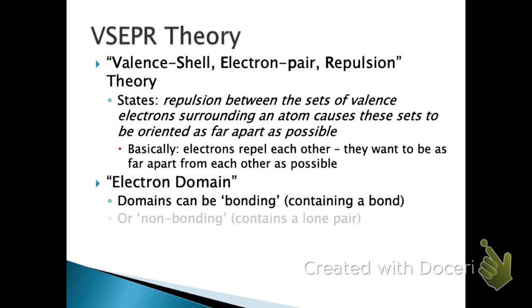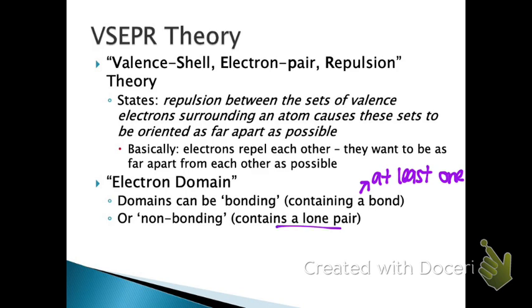Non-bonding domains contain a lone pair. Bonding domains contain at least one bond, and we'll talk about that in a second. Where it says the bonding domain contains a bond, you could even put there contains at least one bond. Did you say at least one lone pair? No, this one is just a single lone pair. But when I say a bonding domain contains at least one bond, this is what I mean.